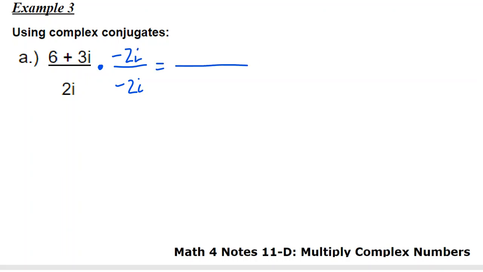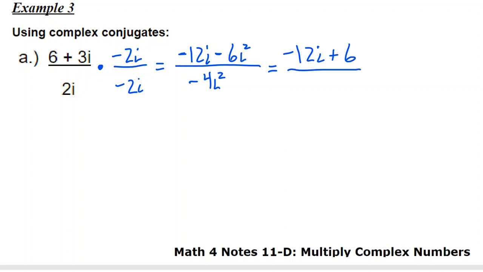Now what's going to happen on the bottom is we're going to get negative 4i squared. But on the top, 6 times that is going to give me negative 12i. 3i times negative 2i is going to give me negative 6i squared. Now, negative 6 times i squared is negative 6 times negative 1, which means we're really dealing with plus 6. Meanwhile, down here, the same thing is happening. Negative 4 times negative 1 becomes positive 4. Now we just need to put things in the proper order.